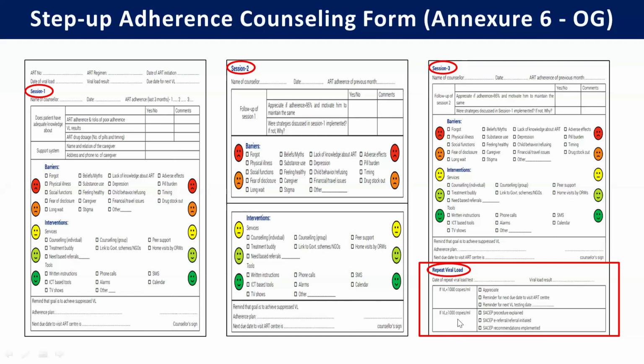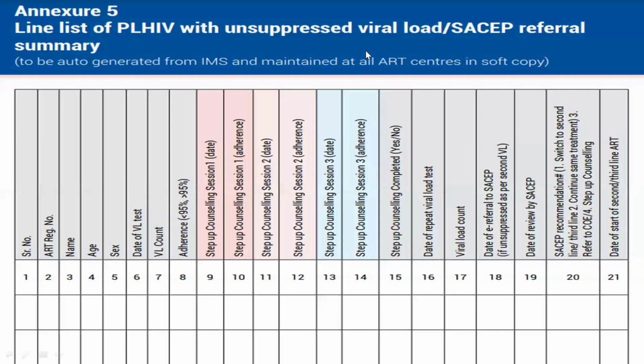If at the end of EAC 1 the viral load is still more than 1,000, then we have to ask what the adherence was in all three sessions. And if we find that in all these three sessions the adherence was still not more than 95%, then the patient should undergo the second EAC with a different counselor.